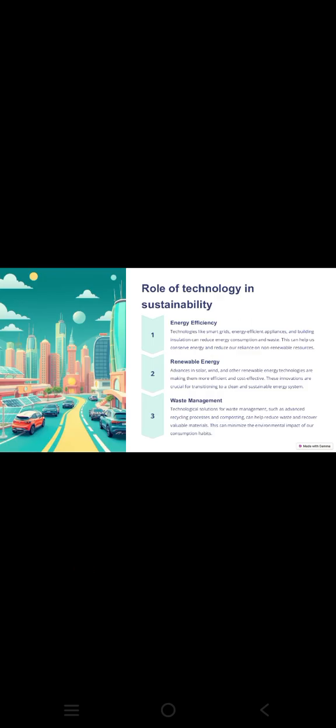Next, renewable. There is a difference between renewable and non-renewable resources. So let me see these two new concepts: renewable versus non-renewable resources. First one is renewable resources. Renewable resources can be replaced naturally over time. Examples include solar energy, wind energy, hydropower, and biomass.